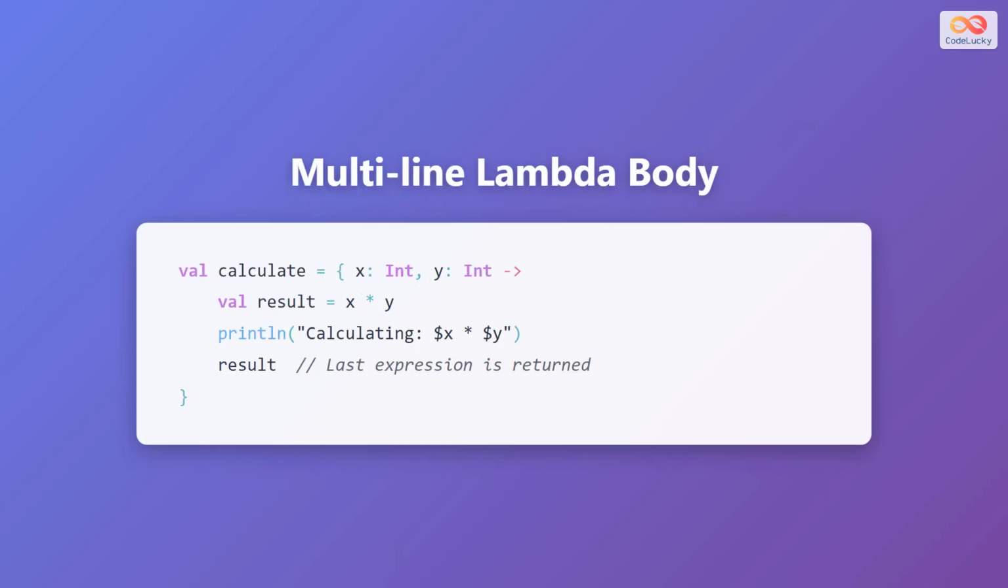Lambdas aren't limited to single expressions. You can write multi-line lambda bodies for more complex logic. In this example, the calculate lambda takes two integers and performs multiple operations. First, it calculates the result by multiplying x and y, then it prints a message. Finally, it returns the result. An important rule to remember is that in multi-line lambdas, the last expression is automatically returned. You don't need to use the return keyword explicitly. This makes the code clean, while allowing you to perform multiple steps within the lambda.